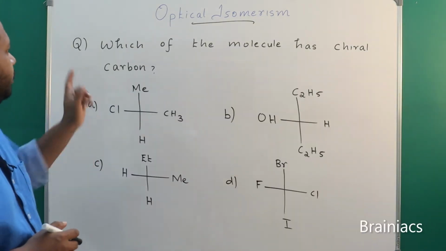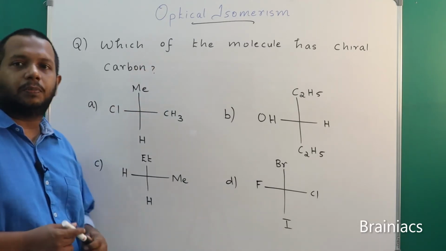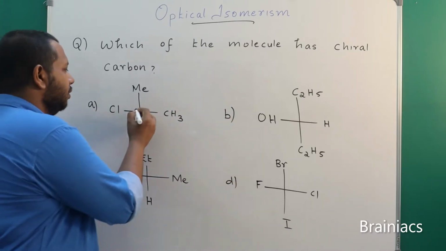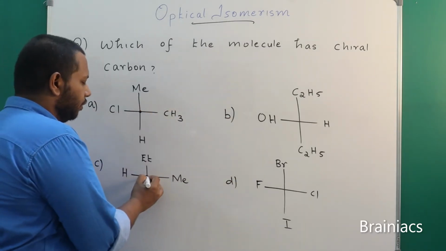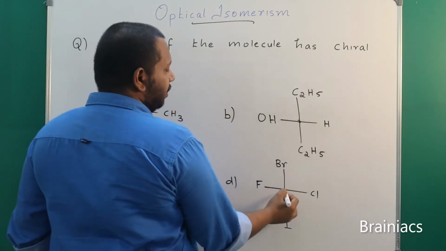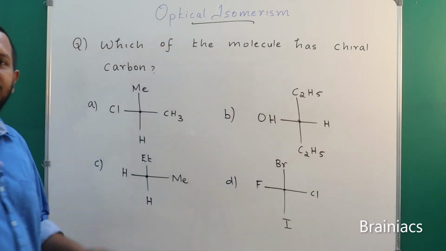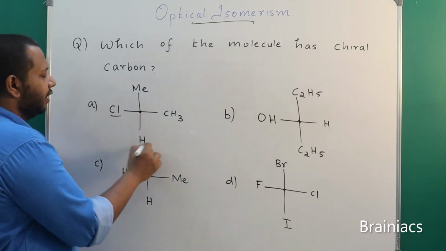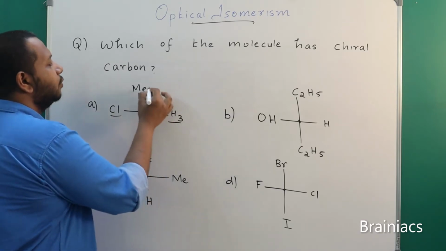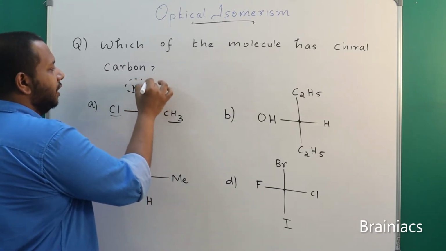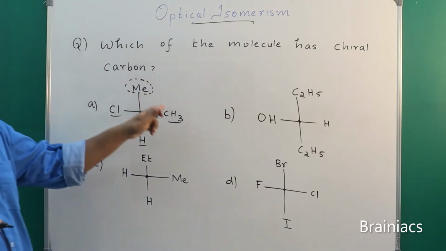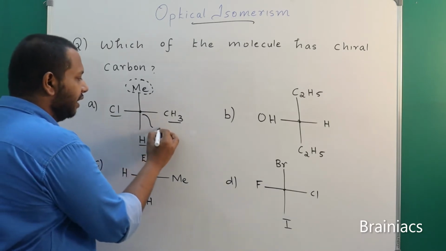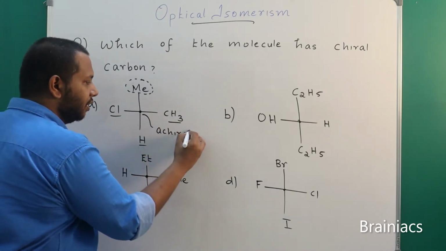Go through this question. Which of the following molecules has a chiral carbon? Again the same rule. All these are 1 carbon systems, and the focus is on this carbon. If 4 valencies are different, we say that carbon atom is chiral. Here we have chlorine, hydrogen, and here methyl, and here also methyl. Another way of representing CH3 is Me, correct? These 2 are identical, so this carbon center is not chiral.